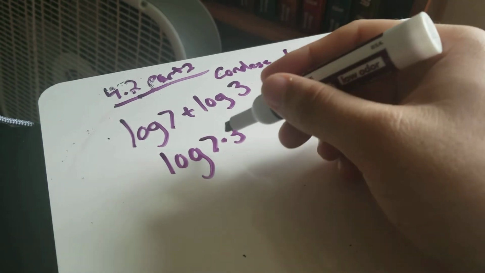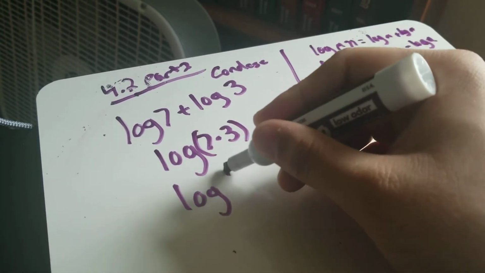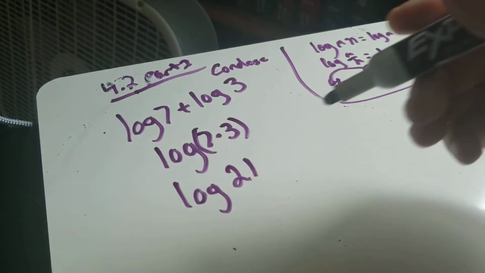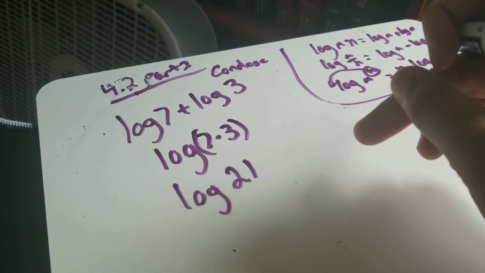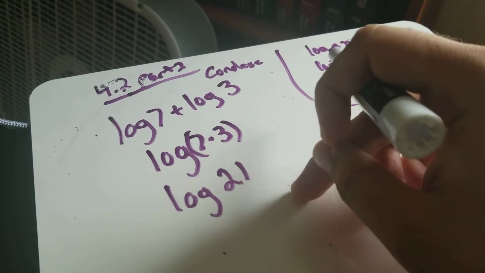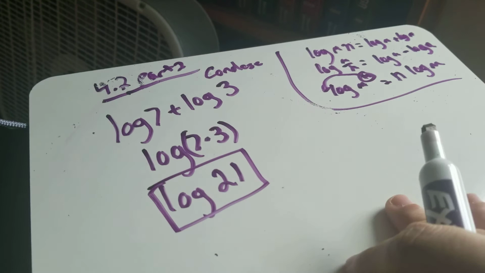Now, I could actually do the math of 7 times 3. So I'm going to rewrite that as log 21. This is a single log. In the expand, we want everyone to have their own log. In condense, we want everyone in one log. So this is one log. We're good. We're going to circle or box it. That is done for that question.